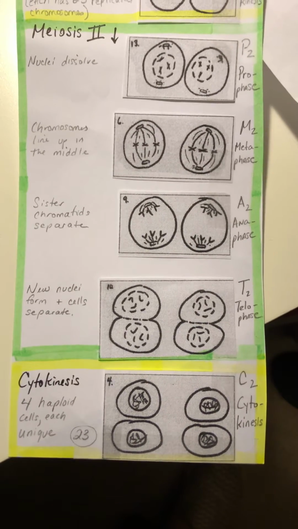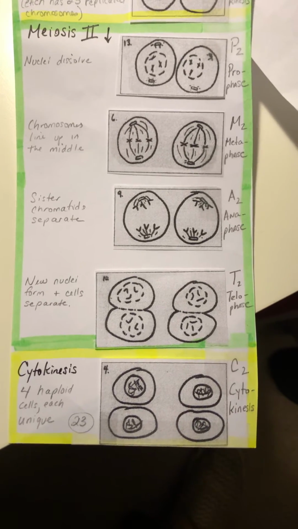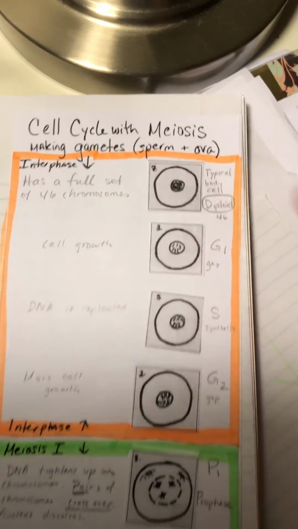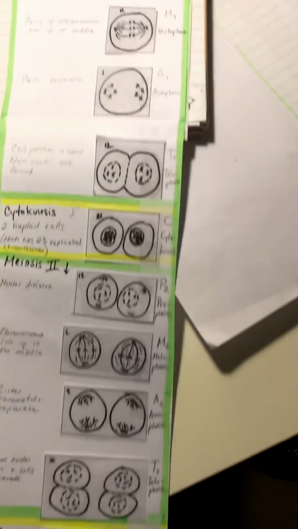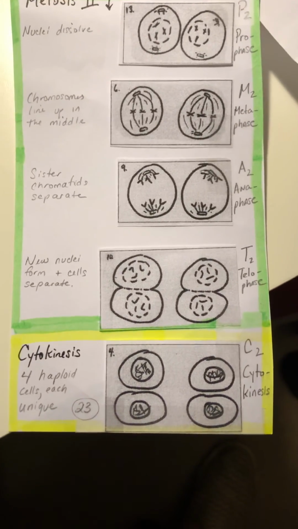Each one is different from the others, and they all have half of the chromosomes that the original cell had. Up here, we had a cell with 46 chromosomes. Down here at the final product, we have 4 cells, and each of those cells has got 23 chromosomes.